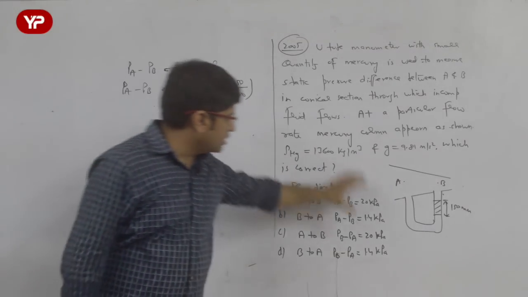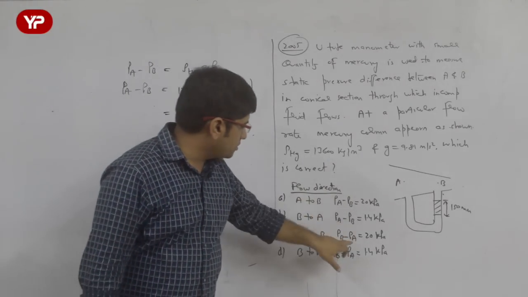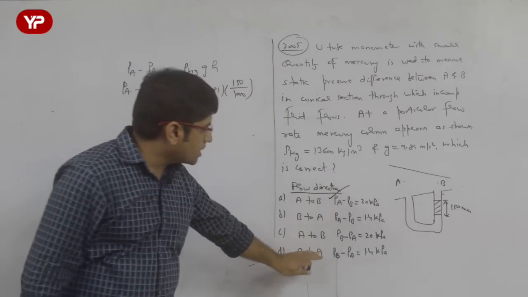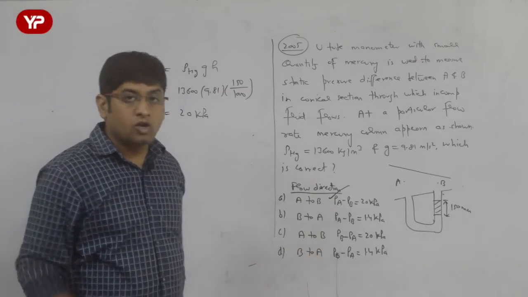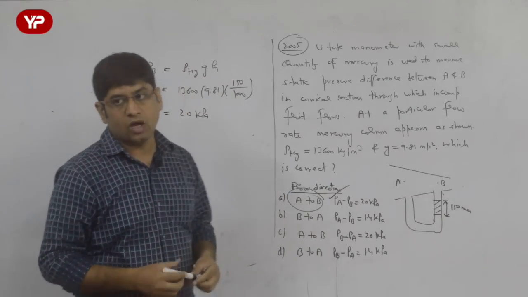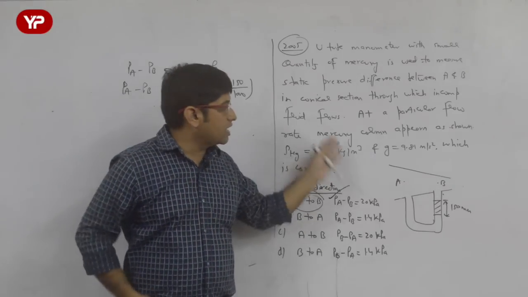Now let's see the answer choices. Flow direction, let's see first. PA minus PB is given as 20 kilopascal. That is correct. There is no correct answer other than A. Now if you ask me, sir, how to know the flow direction? That is the catch in this question. How to find out the flow direction? My answer is you cannot find the flow direction with the data which is given.